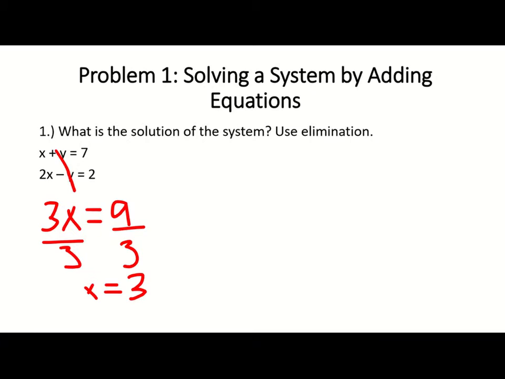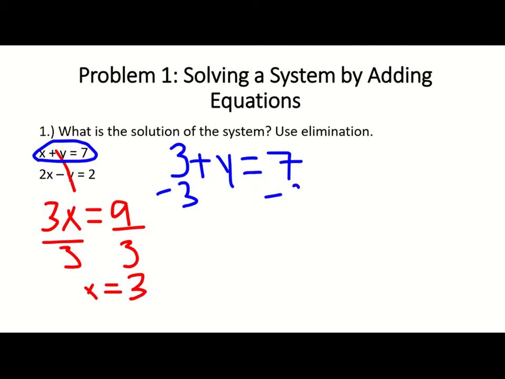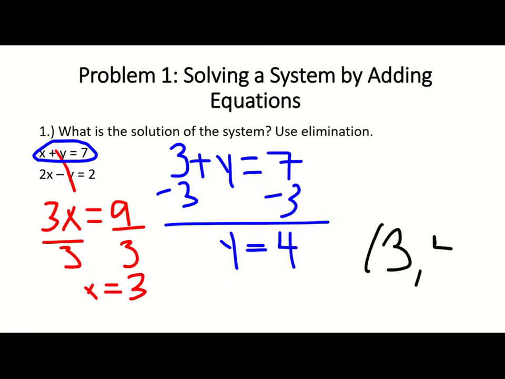Now, once you have your first value, plug it back into either equation to figure out the second. I'm going to plug it back into the first equation, x plus y equals 7. So I'm going to replace x with 3, plus y equals 7. And I'm going to subtract 3 on both sides. So y would be equal to 7 minus 3, which is 4. So as a point, my final answer, x was 3, y is 4.